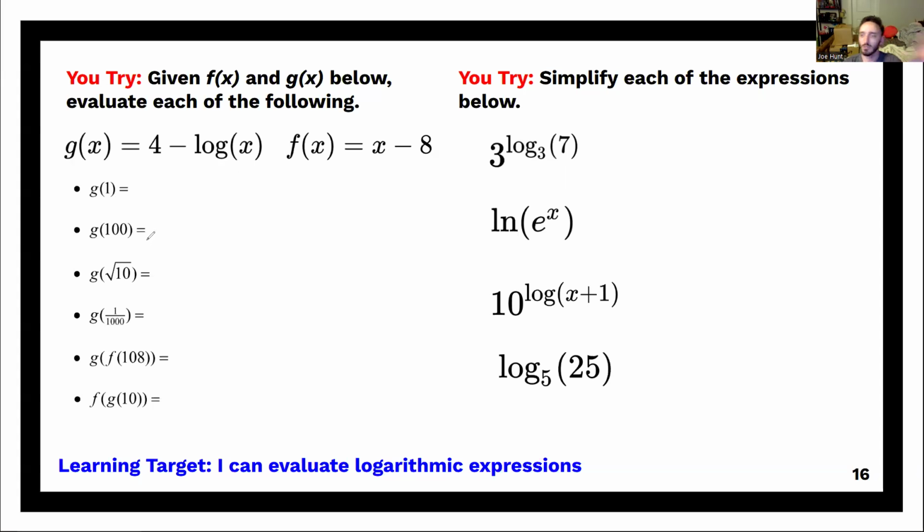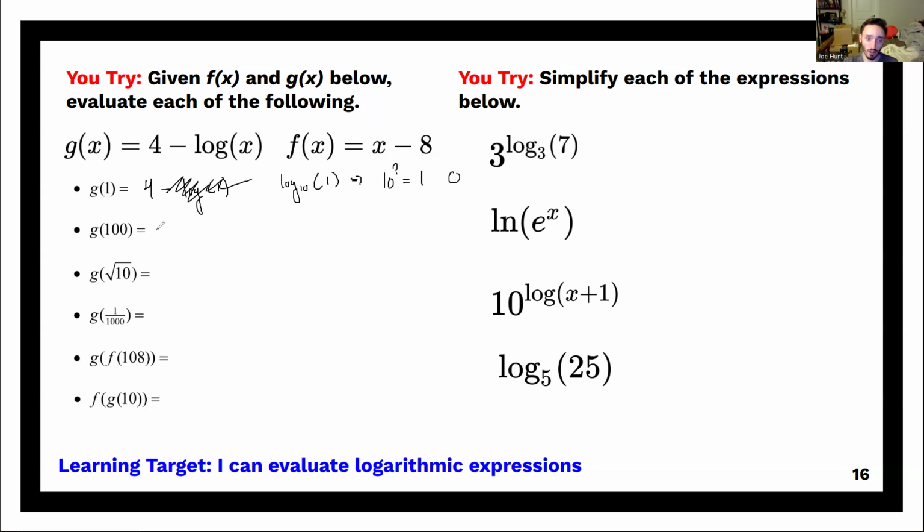So for example, if I've got g of 1, this is essentially saying, hey, do 4 minus the log of 1. Remember that if I don't specify the base on that logarithm, it's base 10. So if I'm trying to simplify this down and I think about that logarithm and I want a 10 to look like a 1, what power do I give 10 to be 1? That power is 0, right? So I'm essentially doing 4 minus 0, which means that my answer there is just 4.